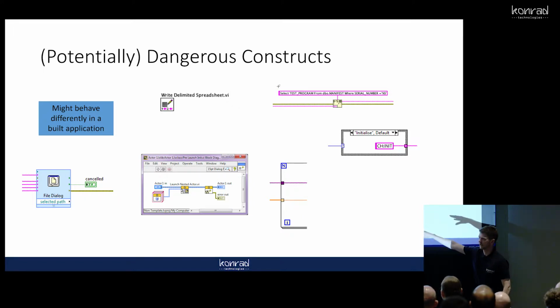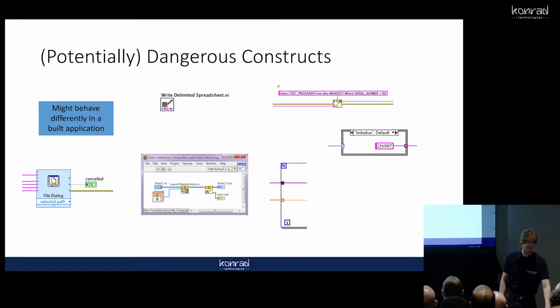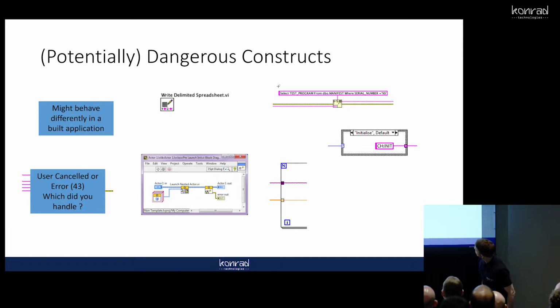So VI Analyzer is something that you could use to actually test for that, to say, have I used both of those outputs, and how am I using them downstream? We'll see how to do that a little bit later on. So that's write delimited spreadsheet. Anyone using that?